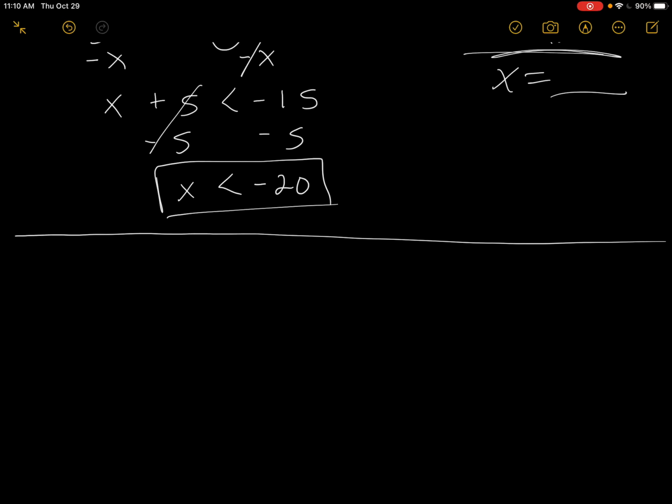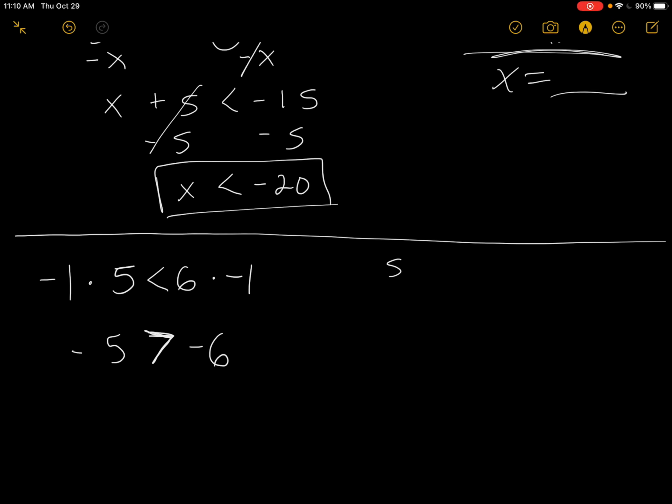Okay, so there's one tricky thing though. So let's just go back to a number. What happens if I multiply both sides by a negative number? Okay, so 5 times negative 1 is negative 5. 6 times negative 1 is negative 6. But how does that change the relationship? Is negative 5 less than negative 6? It is not, right? It is actually greater than.